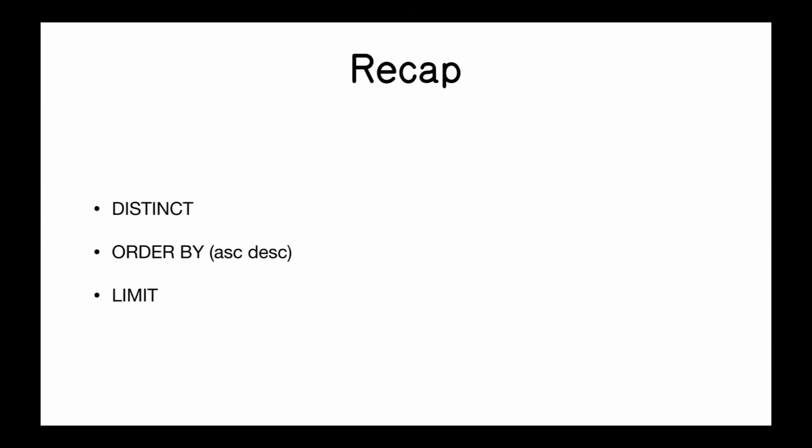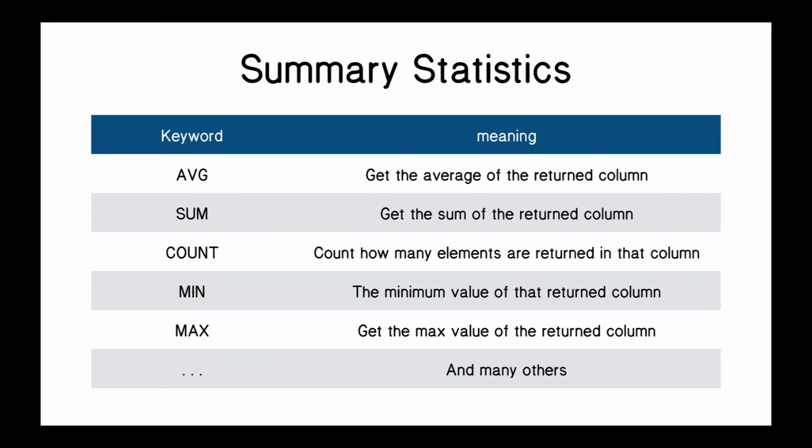So just to recap, we learned how to use distinct in the last video. We learned how to do order by. We can do order by, which by default lists things in ascending order. We can explicitly say what order to put in by using ASC for ascending or DESC for descending. And we learned how to limit our results.